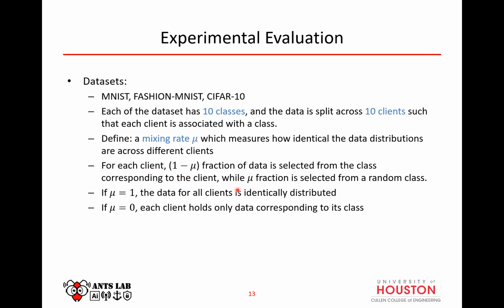And likewise, as we can see, if mu equals 1, which means that this fraction becomes 0, all the clients have all the data, which is identically distributed. And if mu equals 0, it means that the client is only holding data corresponding to his own class. He does not have a mixture of the classes from the other clients. So this is one part.